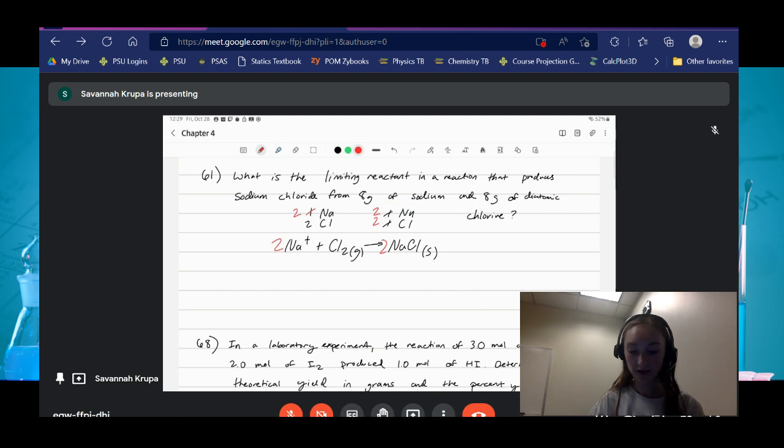So it's asking for the limiting reactant. And it also gives us, so I'll write that down. So what is the limiting reactant?